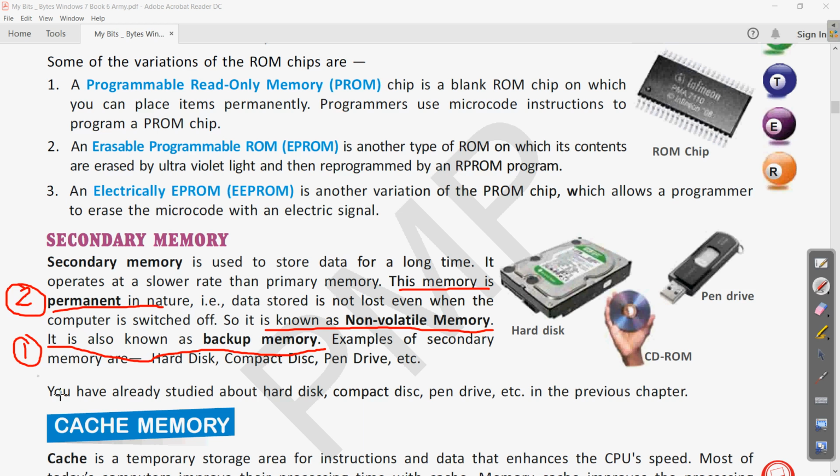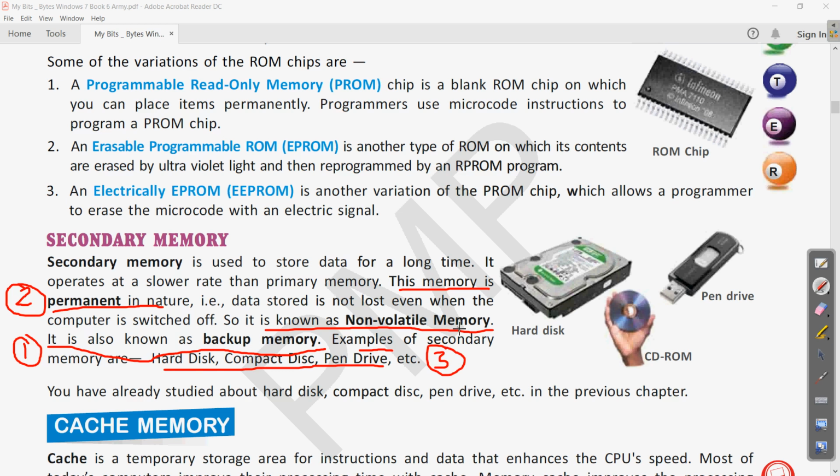RAM and ROM. So here also we can write a few examples like this. The examples of secondary memory are hard disk, compact disk, pen drive. Clear? So the example you have to write in the third point. I hope the answer is clear.